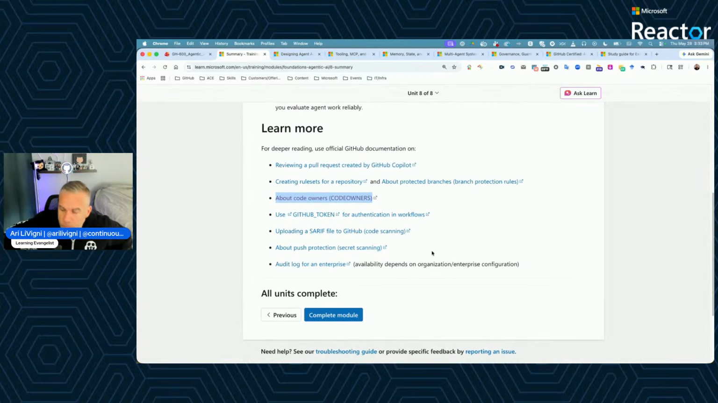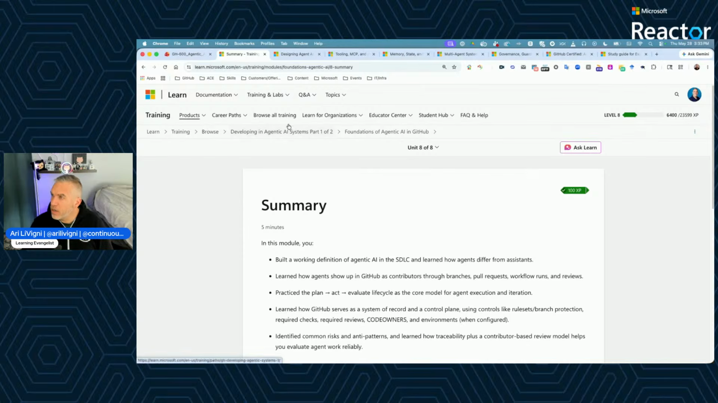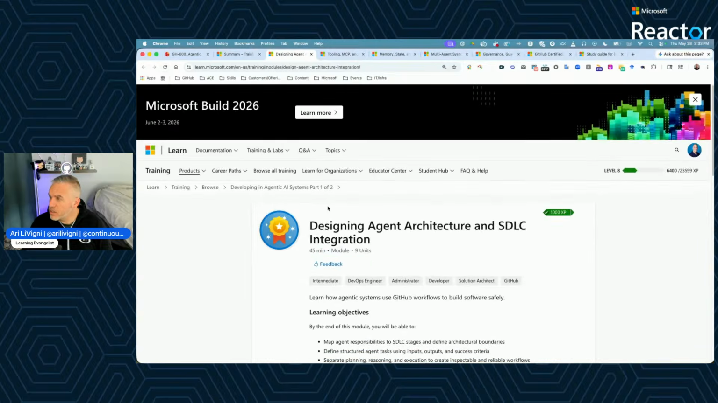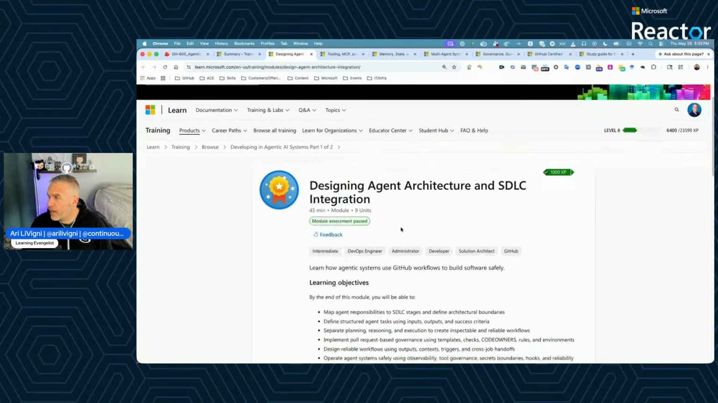And all of these are supplied to you at the end of each of the modules. So that covers that. And then this is like the foundation, right? This is part 1 of 2. And then let's see. Yeah. So this gets into the agent architecture and SDLC integration.